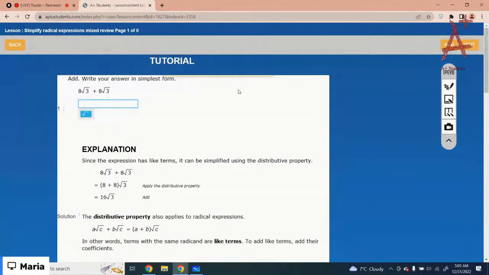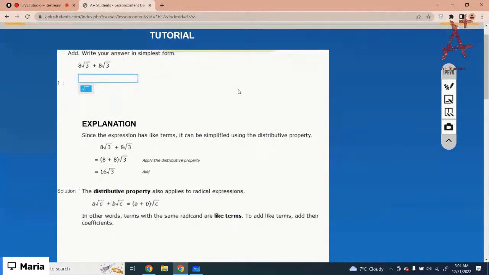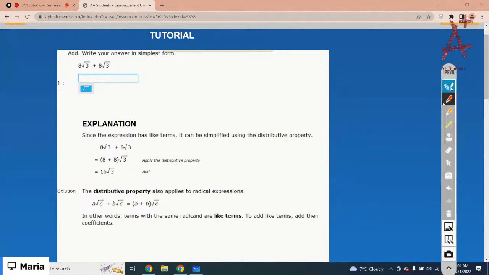Okay, the first example is add, write your answer in the simplest form. So it would be 8 square root 3 plus 8 square root 3. So you have a common term here, that would be square root 3. Got it? So take square root 3 common outside, and you are left with 8 plus 8. So 8 plus 8 is 16. So it would be 16 square root 3. Got it?